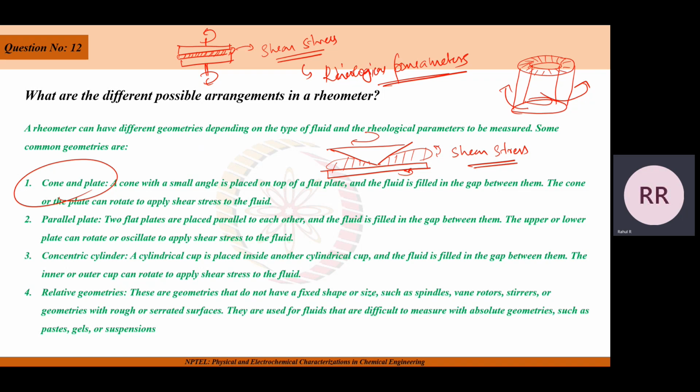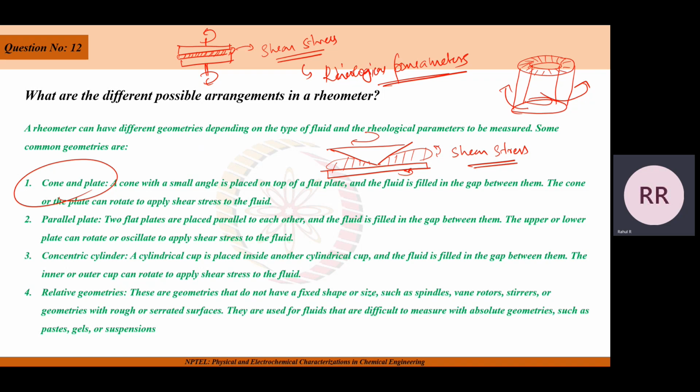And the other one is relative geometries. These are the geometries that do not have any fixed shape or size, such as spindles, vane rotors, stirrers, or geometries that have rough serrated surfaces. They are used for fluids that are difficult to measure with absolute geometries, such as paste, gel, or suspensions.